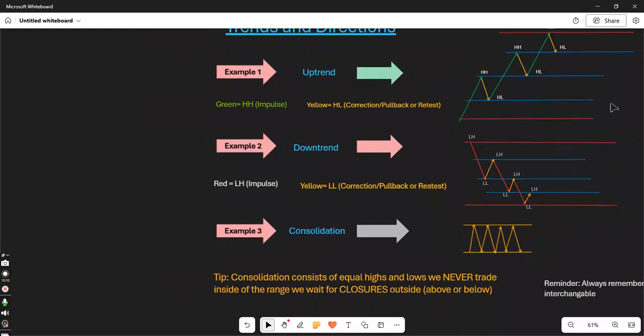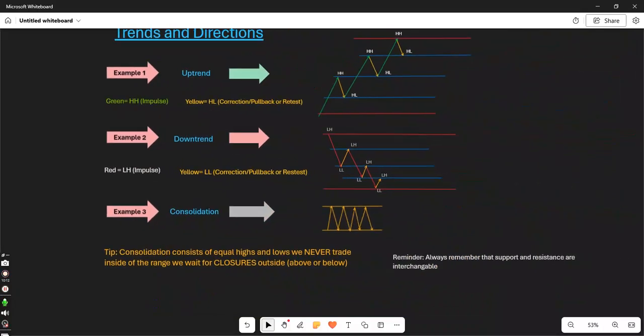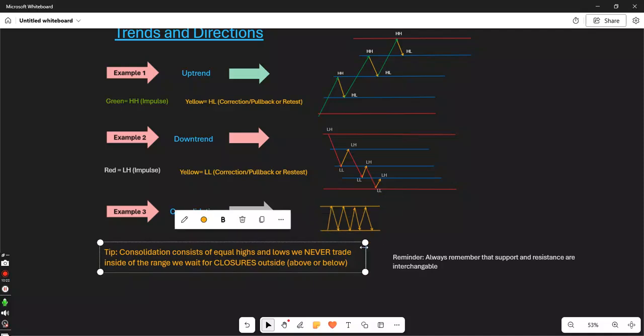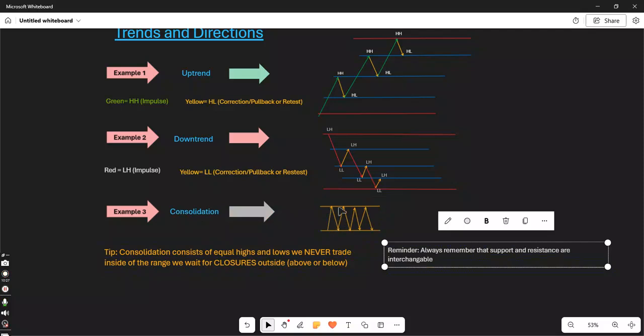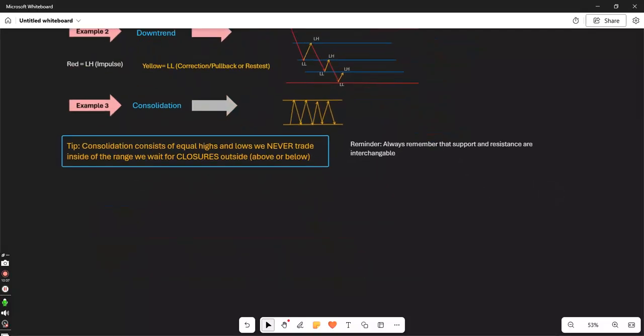So yeah, that's pretty much what it is. Lower highs, lower lows, higher highs, higher lows. It's really nothing too fancy. And then you have consolidation, which is just a bunch of noise in between two levels: supply and demand, support and resistance, key levels, however you want to identify it. And pretty much, there's no direction happening here. Like, there's no structure here, right? So right now it's just a bunch of equal highs and equal lows.